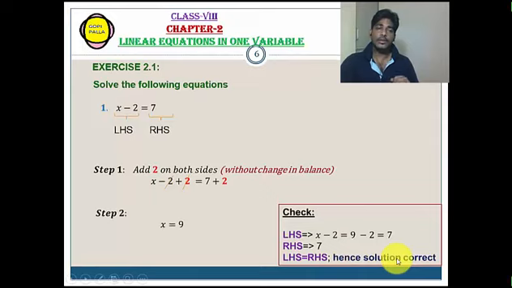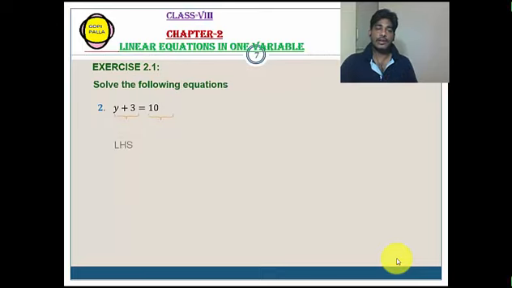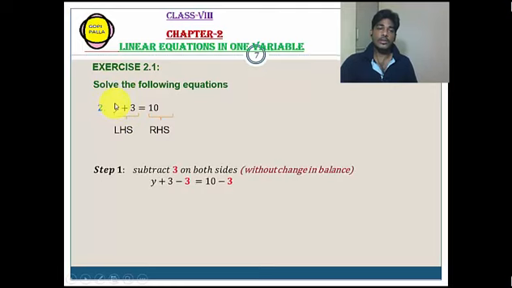So we'll go to the second problem of exercise 2.1. This is also the same way: y plus 3 is equal to 10. There are two parts, left hand side and right hand side. Our first step is to eliminate the constant in order to get the value of the variable y. So how do we do that? In order to eliminate plus 3, we should subtract 3 from both sides. So y plus 3 minus 3 is equal to 10 minus 3. So y is equal to 10 minus 3, which is 7.